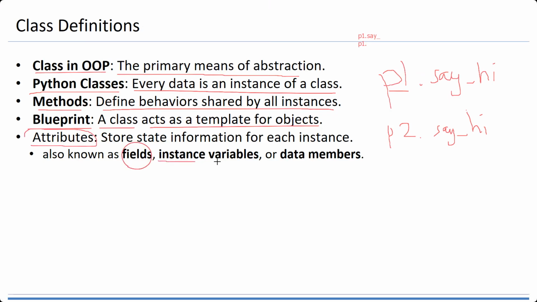Sometimes we call them instance variables. And sometimes we call them data members. So previously I mentioned data members, but maybe in other books you will see instance variables, or sometimes you can see the name fields.